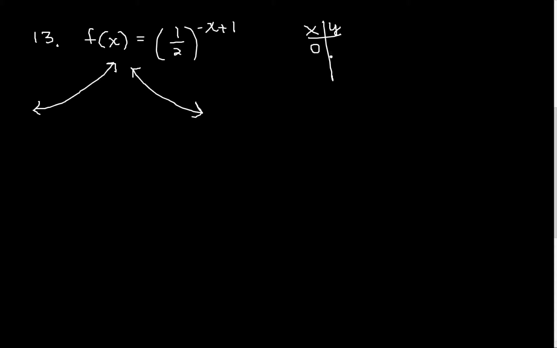So if I put a 0 in, what are we going to get for the y? I'm making you think for a second. If we put 0 in for x, what do we get for f of x? Y and f of x are the same thing. So if you put 0 in for x, you're going to get 1/2 to the 1 power, which is 1/2.